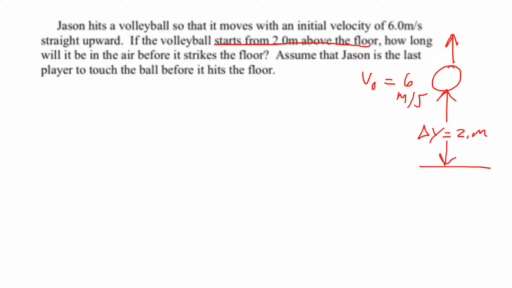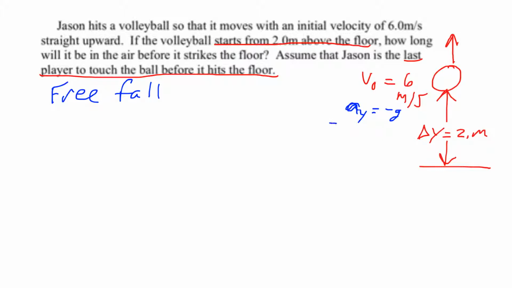Remember, it says right here, Jason was the last player to touch the ball before it hits the floor. So that means that the whole time this ball is going through this motion, the only force acting on it is gravity. And when that's the case, we are talking about an object in free fall. All objects in free fall on Earth have an acceleration in the y-axis equal to negative little g. And so negative little g is equal to negative 9.81 meters per second squared.